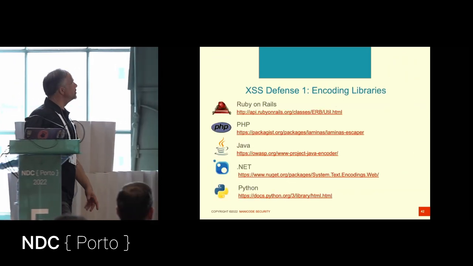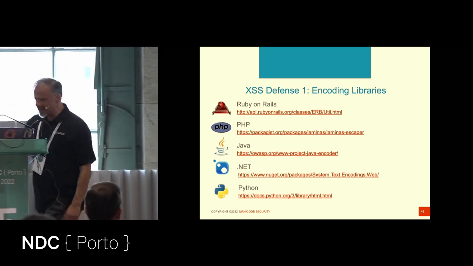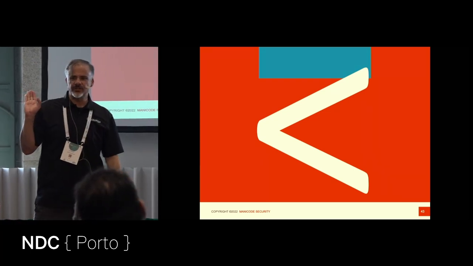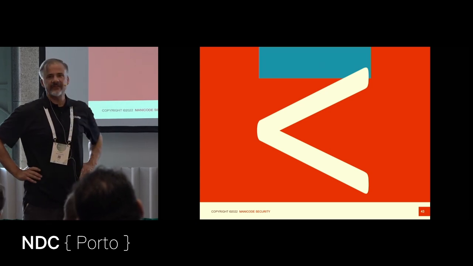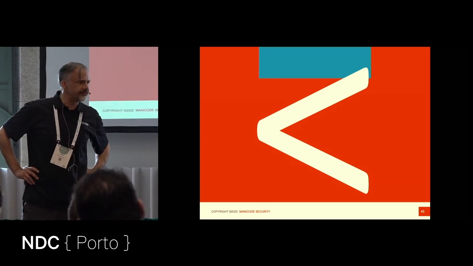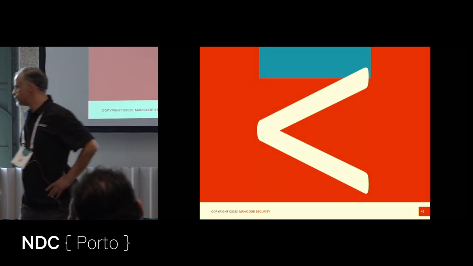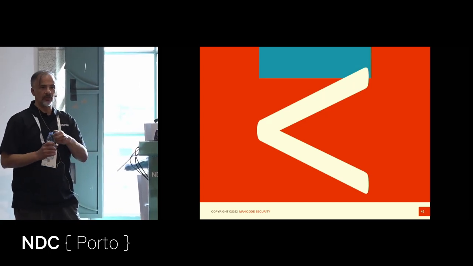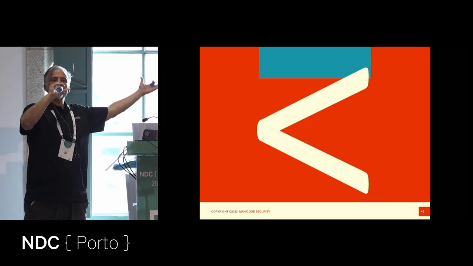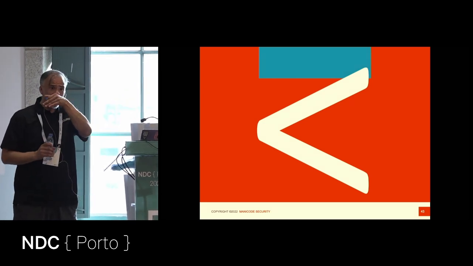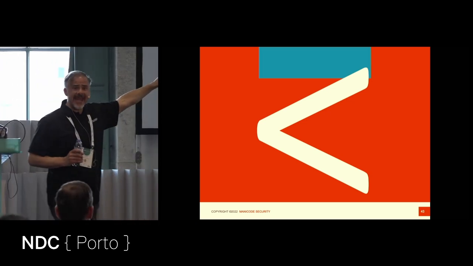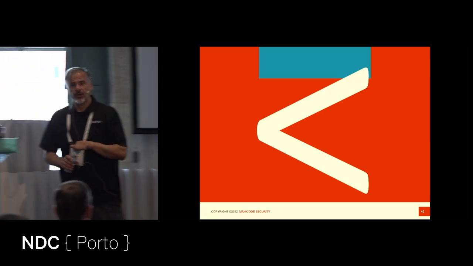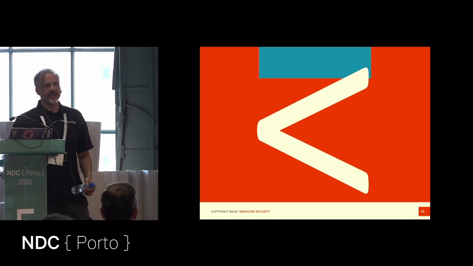In every major language, there's an encoding library. This allows you to convert input from a dangerous form. Why is this character dangerous? Why is the less than symbol a super dangerous character to add to a web page? What do you think? Why is this character thoroughly dangerous to add to a web page as user content? It starts a tag. So does the browser think of this as display data or code? Code.